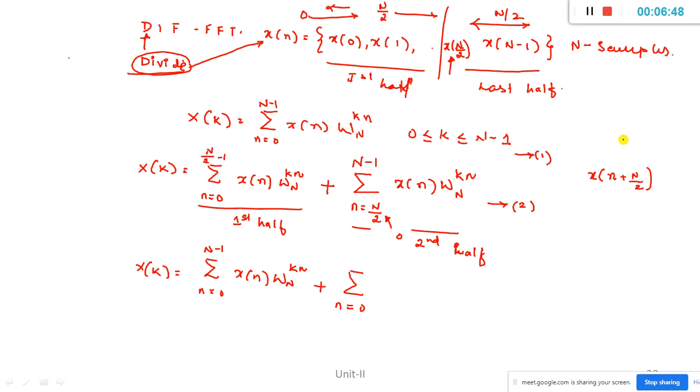Look at this. If I consider n equal to 8 point DFT, now the first half is from 0, 1, 2, 3.